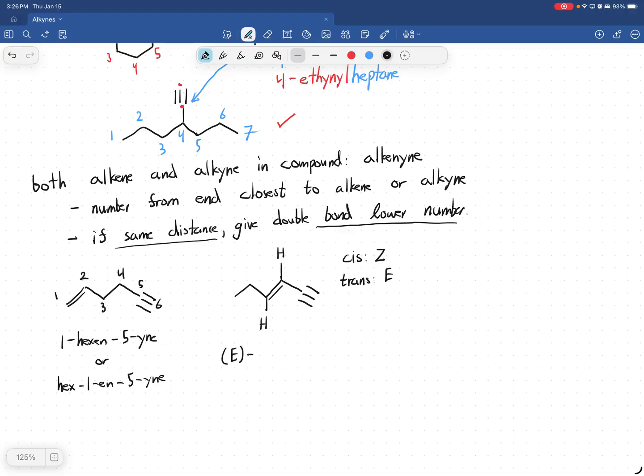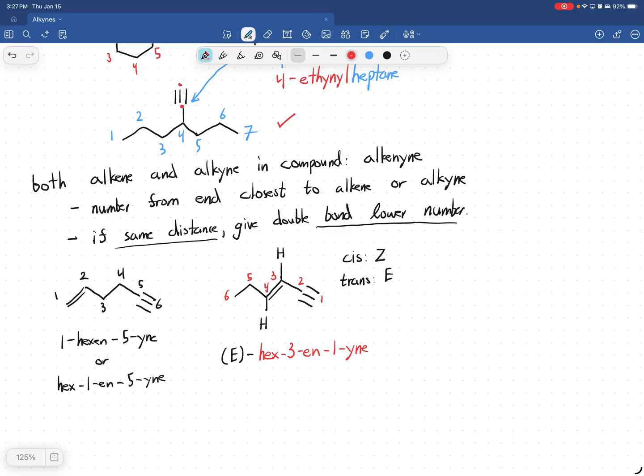Let's number it again. There's only one way we can number this one because the alkene is at the end. So 1, 2, 3, 4, 5, and 6. So we get E-hex, dash 1-ene for the alkene, and then where's the position for the alkyne? Dash 5. And then yne. Are there any questions about how we named this one?